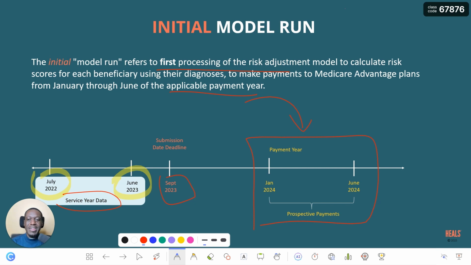As your reports come in and you make reconciliation in terms of what data made up the January through June payment, you are looking at data that was submitted by the September deadline that has date of service July 2022 through June 2023. And I hope this was helpful for you as you make your revenue reconciliation.